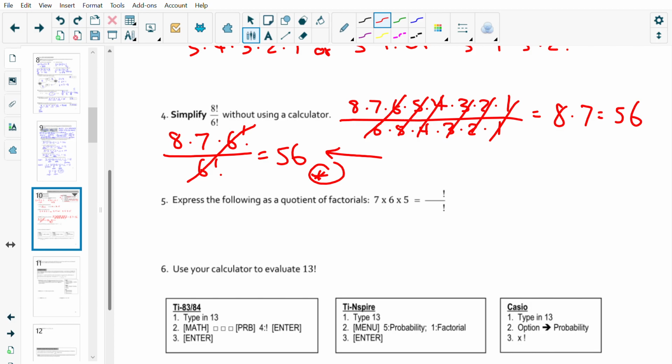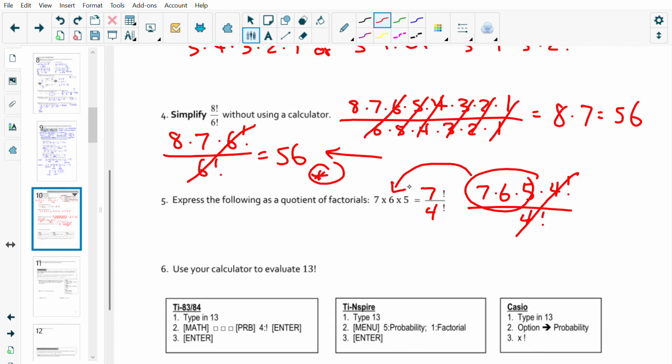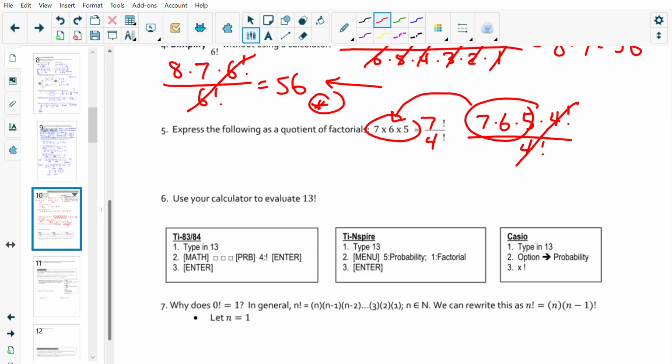Number 5, express the following as a quotient of factorials. If I have 7 times 6 times 5, how do I get there? Well, if I have 7 factorial over 4 factorial, I think of it this way: 7 times 6 times 5 times 4 factorial divided by 4 factorial. Those cancel, and I'm left with 7 times 6 times 5, just like I said the other day.